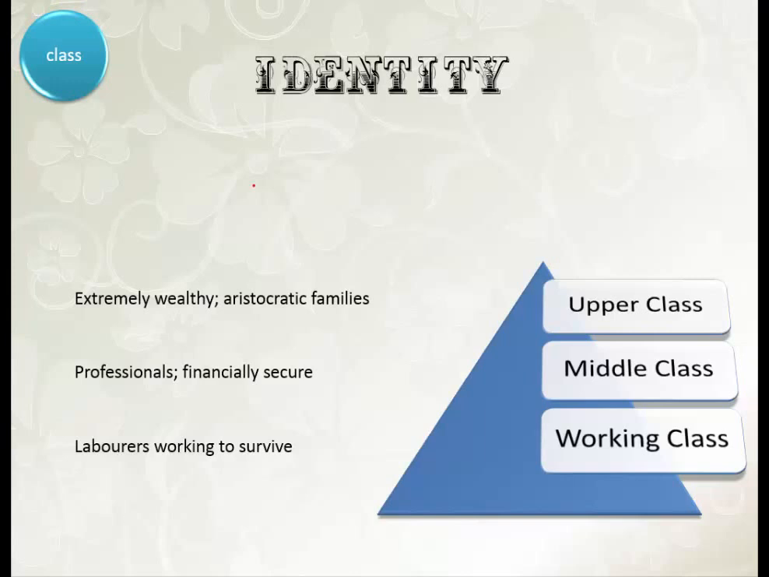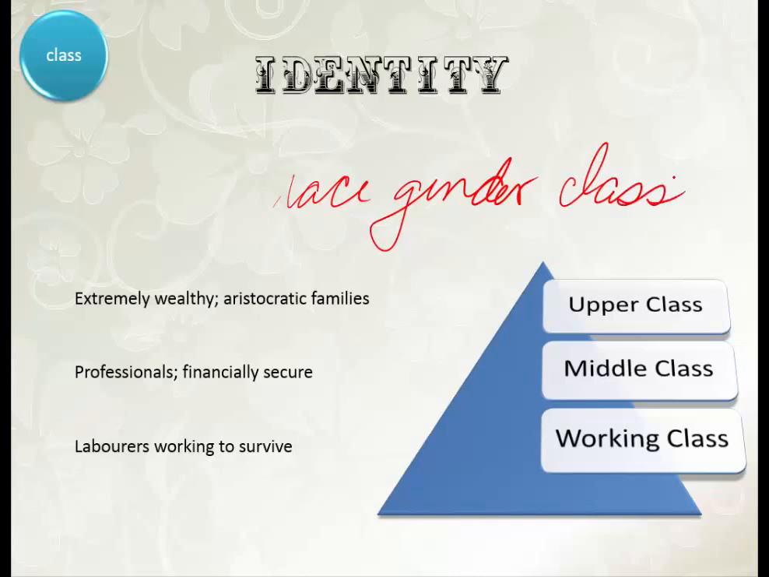So in conclusion, in the Victorian era, there were strict social norms that dictated, based on your race, gender, and class, what place you had in society and what you could and could not do.